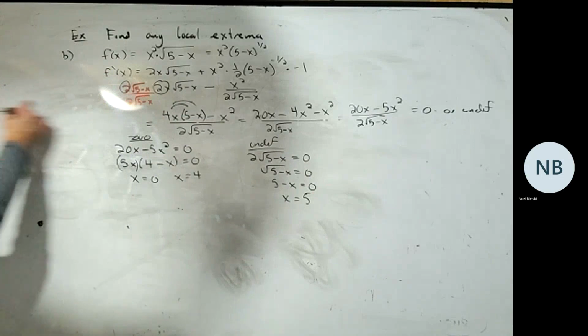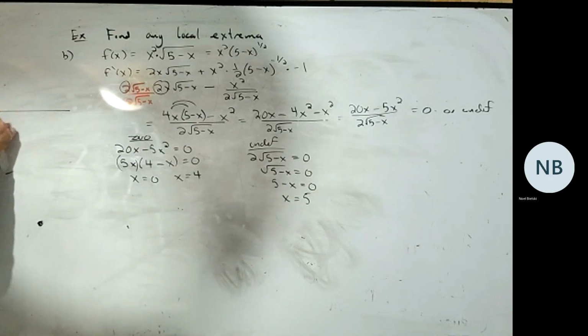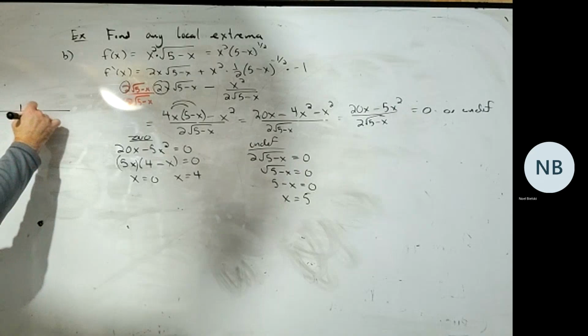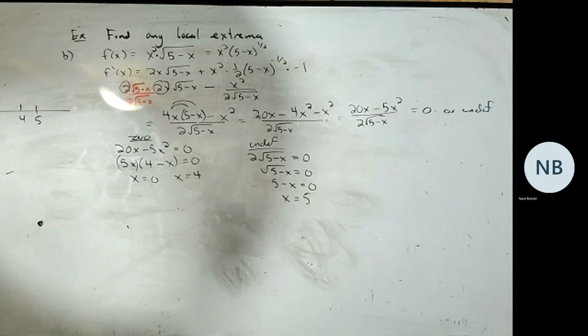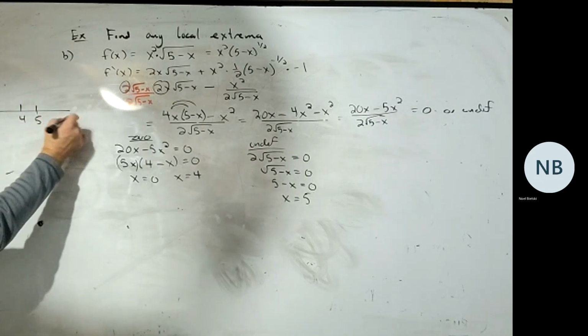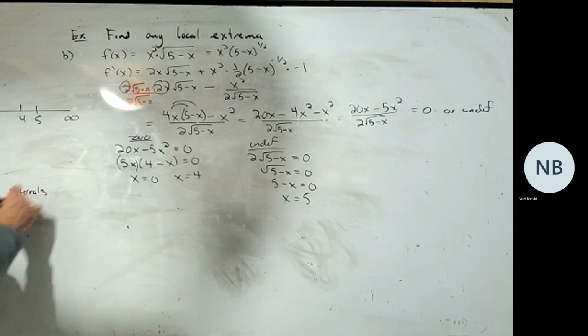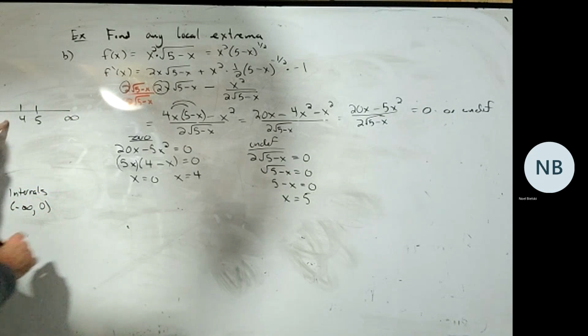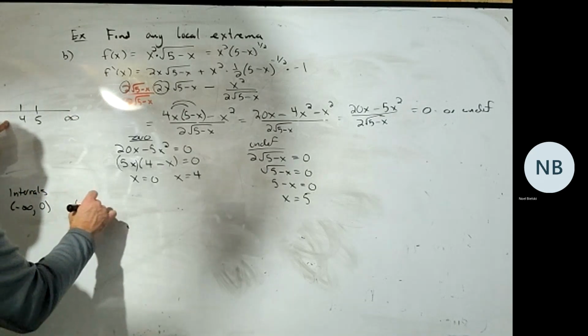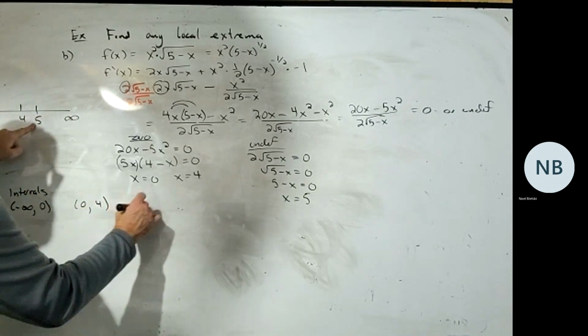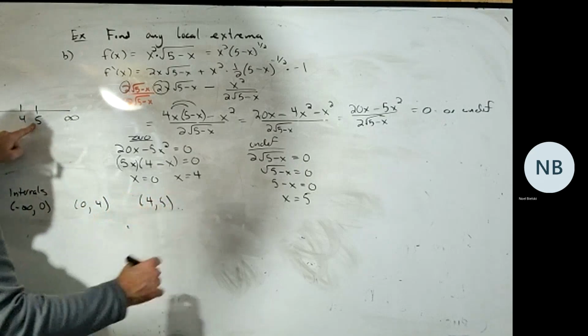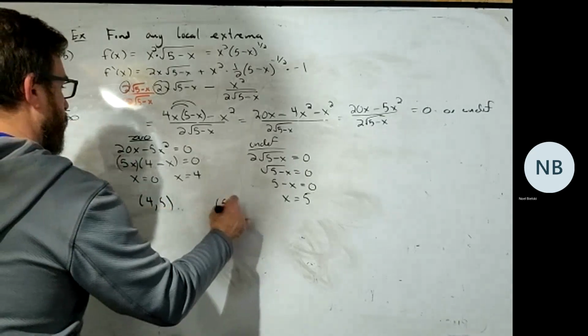If you look at the axis, I'm going to have 0, I'm going to have 4, and I'm also going to have 5. So we're going to have to check these intervals. Our intervals would be minus infinity to 0, then 0 to 4, then 4 to 5, and then we'll also have 5 to infinity.